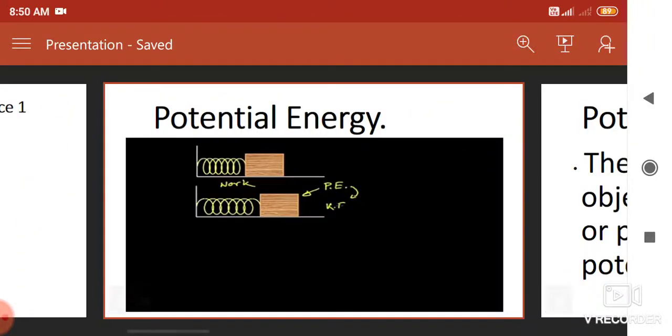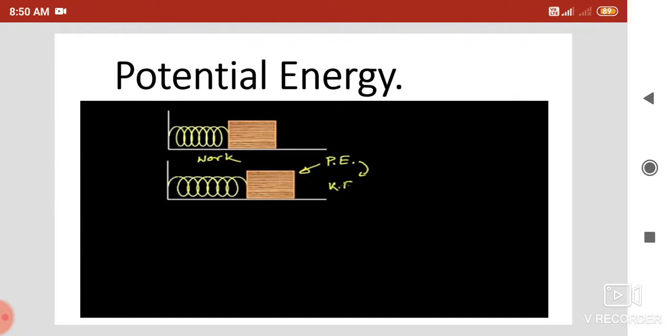You can see in the figure there are two figures shown. In the first figure, the spring is tied to one wooden block. Without applying any force, the wooden block will not be extended. So let us pull the block towards us. When we pull the block, a force is applied on the block and the block gets displaced.